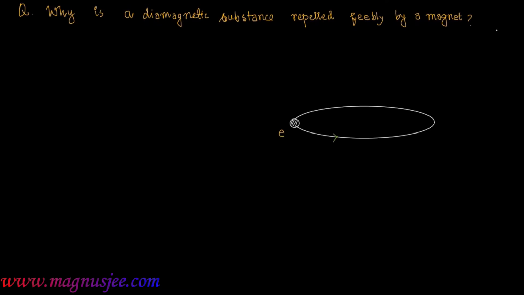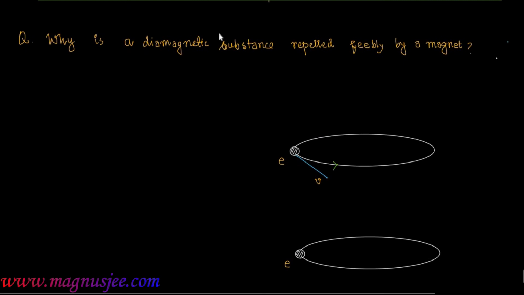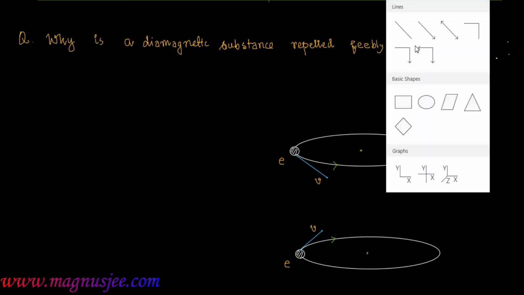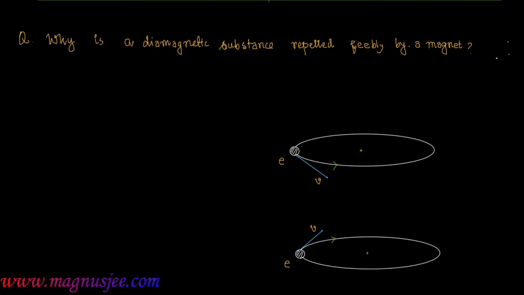which rotate anti-clockwise and clockwise in a horizontal circular orbit. Say this electron is revolving anti-clockwise with a tangential velocity v. Similarly, this electron is revolving clockwise with the same velocity v in the horizontal circular orbit.